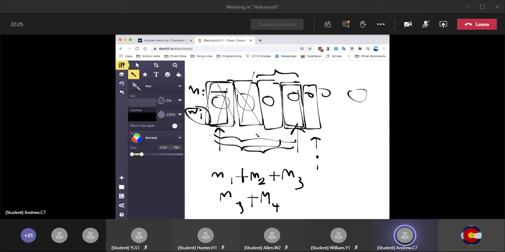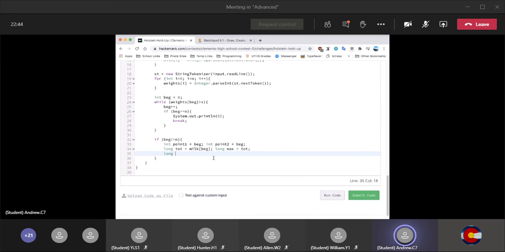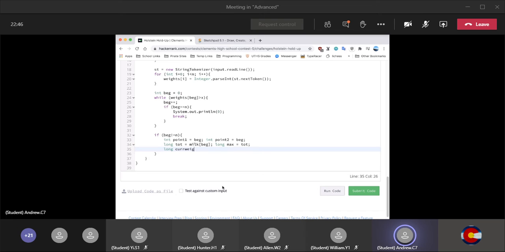Again, we have to look at our current weight, because if our current weight exceeds X, which is the total amount of weight that Rob can carry, then that tells us we have to move on from the first cow, or from the first 2 cows, and so on and so forth. So let's just do long current weight equals weights of beginning.